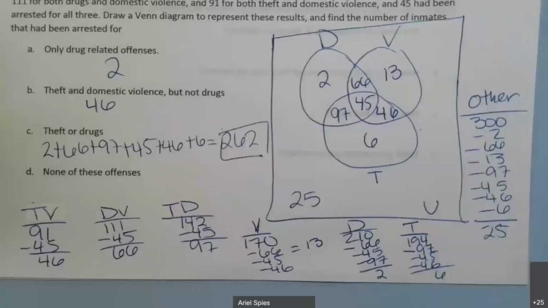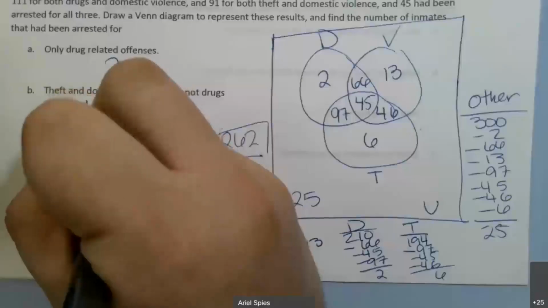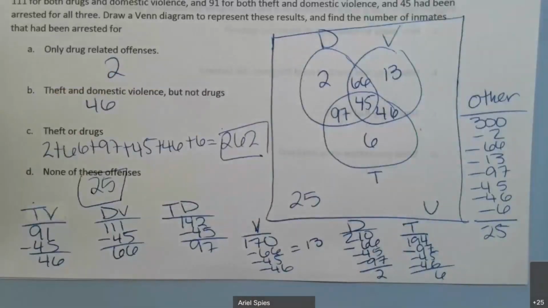Okay, and then the last one is asking for how many people didn't do any of those crimes. Would that one be 25? Yeah, this one would be the 25. Questions here?